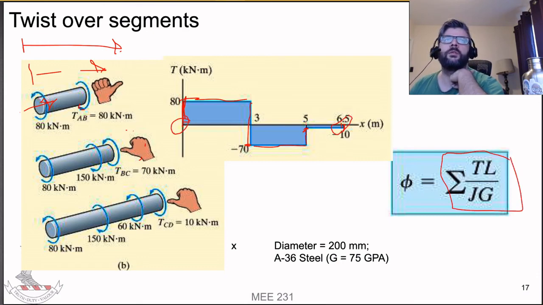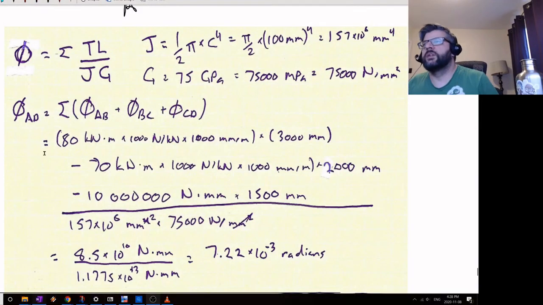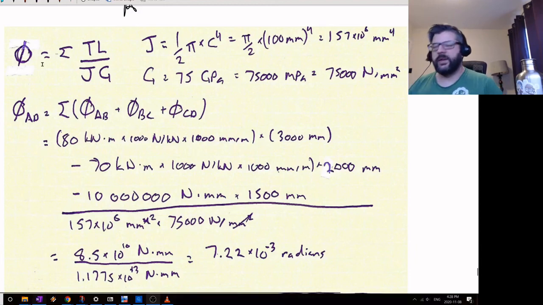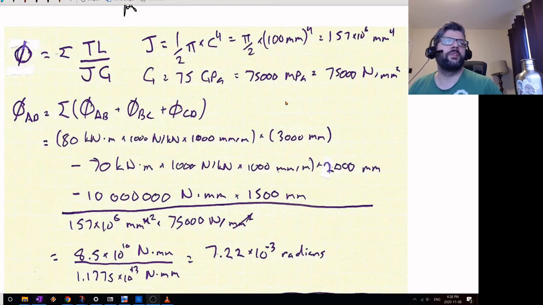So I'm going to go over to OneNote here. We know we need to add up the sum of our twists. Our twist is given by the torque times the length divided by JG. J in this case is pi over 2 times the radius to the fourth. So pi over 2 times 100 millimeters to the fourth, because it was a 200 millimeter diameter shaft. That gives us 157 times 10 to the 6 millimeters to the fourth.